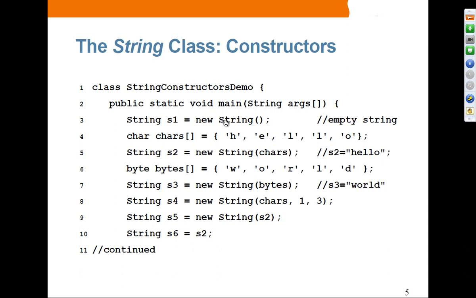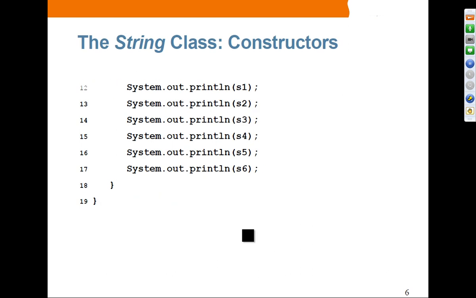You can create an empty string without providing anything, or you could provide a character array to create a string object, or you could provide a bytes array to create a string object, or you could provide the character array, and then provide a starting point and length of it. I'm not sure if this is a starting point and this is an ending point, or whether this is the length from this. So if you take a look at the constructors of String, you will see many different ways of creating a string object.